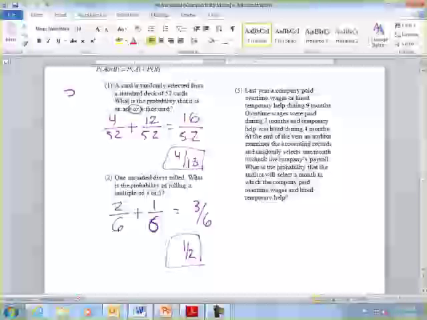So these also were mutually exclusive events. There's no way that the number I roll could be both a multiple of 3 and a 5. It doesn't work. Questions?